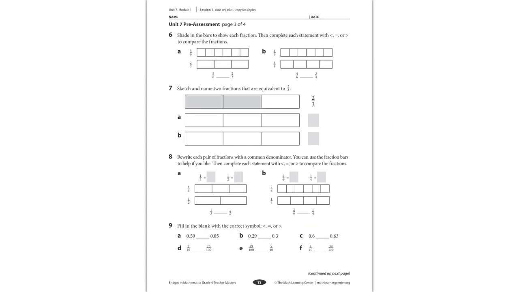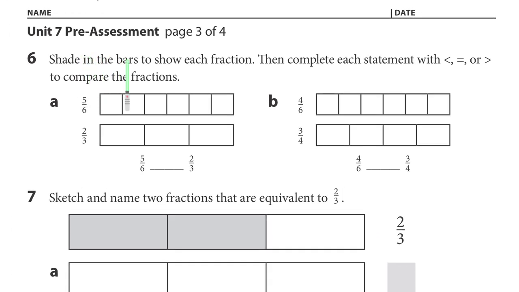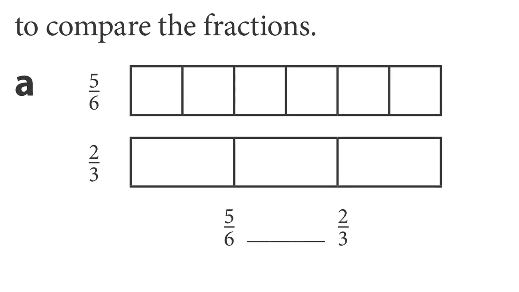It says shade the bars to show each fraction. Maybe I could make this bigger so you could actually read it. There we go. Shade in the bars to show each fraction, then complete each statement with less than, equal, or greater than to compare the fractions. This is going to be really good for the test because this gets done in the checkpoints and in the final test several times. Well, let's start doing some shading, don't you think? So if I come in here with our first problem, make it nice and big so we can see it.